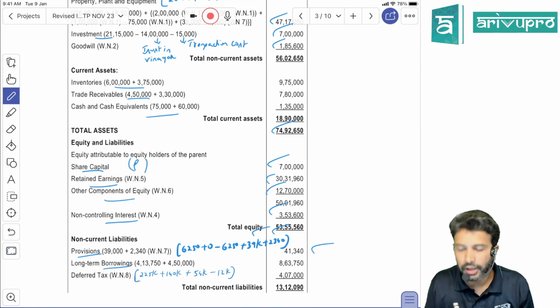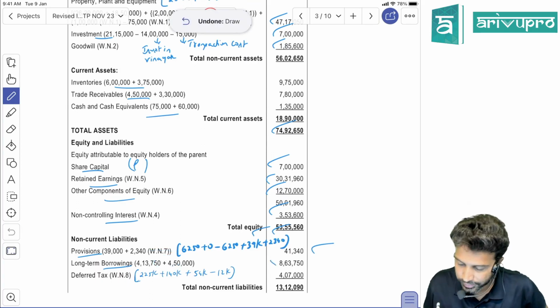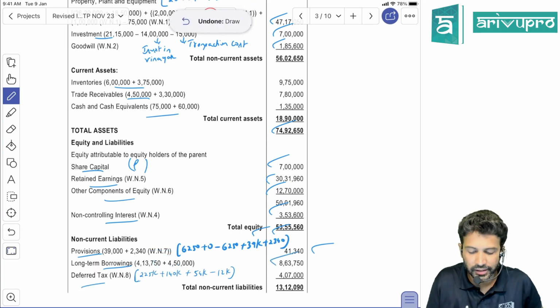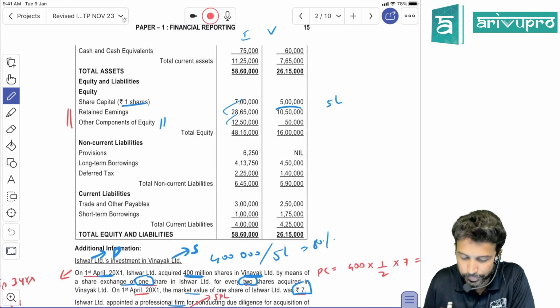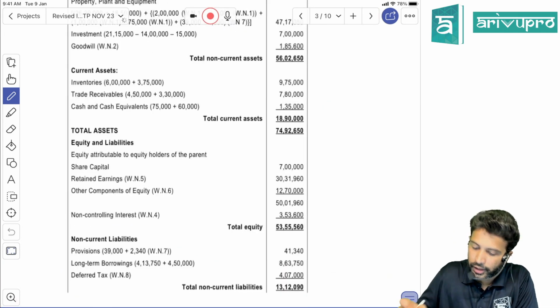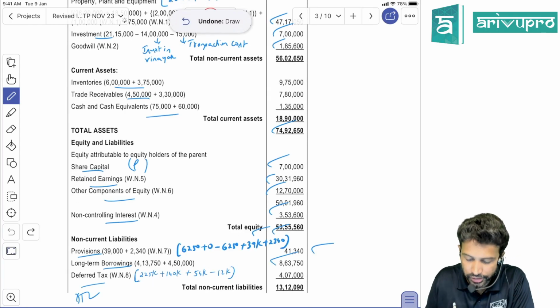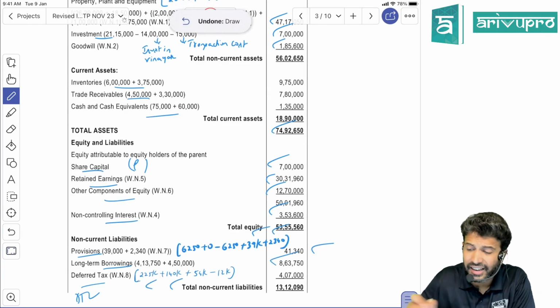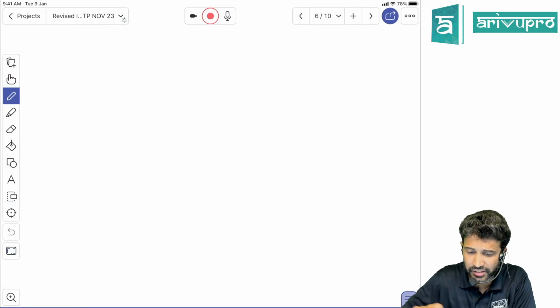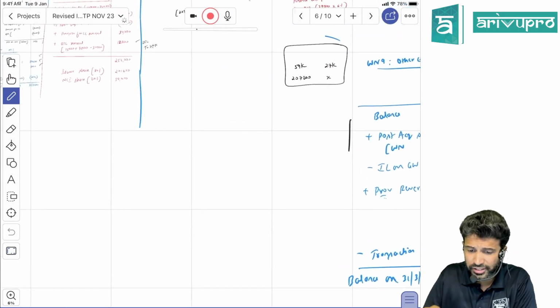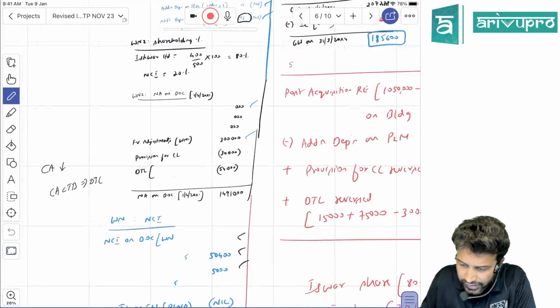Long-term borrowings, line by line addition. That's it. Then deferred tax. The deferred tax is coming on the liability side, so it is deferred tax liability. What is given in the question? 2,25,140. So add that. This is given in the question. That's fine. Then, did we create any additional deferred tax liability? I think we did. Check our working note. We did some creation also, and some reversal also. So DTL, we created 54,000.